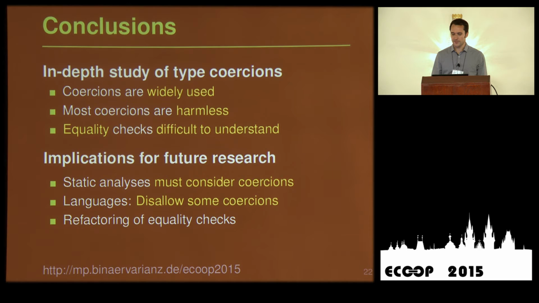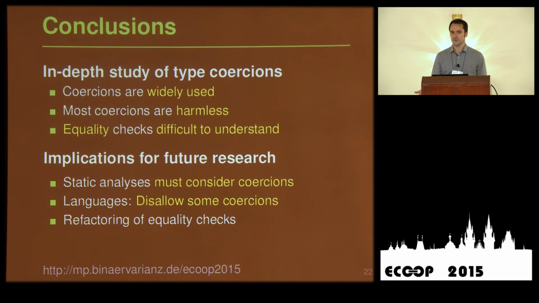So in conclusion, I've presented the first in-depth study of type coercions in JavaScript, and there are three main conclusions that we draw. The first is that coercions are widely used, so they exist and they should not be ignored. The second is that most coercions are harmless, so despite popular belief that they are pretty confusing, which they can be, in practice it seems to be not such a big problem. And finally, we find that they sometimes at least harm code understandability because of these two different equality checks that you have in JavaScript.